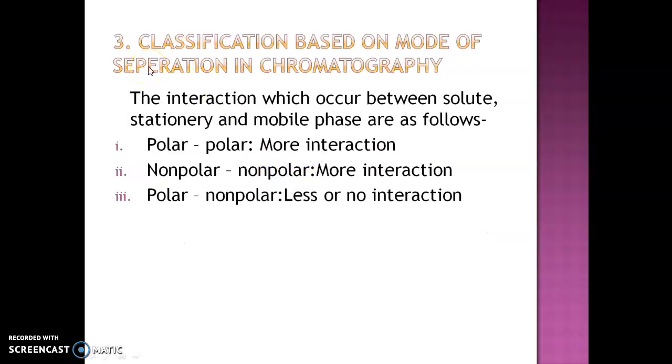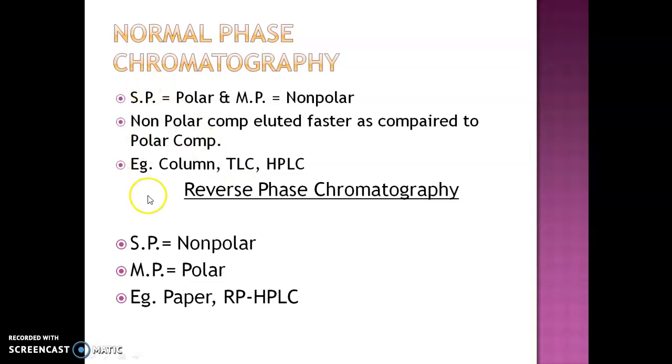Then the third classification is based on the mode of separation in chromatography, the interaction which occurs between the solute, stationary phase and mobile phase. There are different types of interaction: first is polar-polar, second is non-polar, and third is polar non-polar interaction. There are two types: normal phase chromatography and reverse phase chromatography.